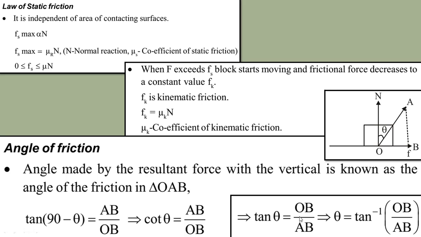So laws of static friction. It is independent of the area of contacting surface. Fs max is proportional to capital N. So Fs max is equal to mu s into N. N is normal reaction, mu s is the coefficient of static friction. So 0 is less than or equal to Fs is less than or equal to mu s into N.